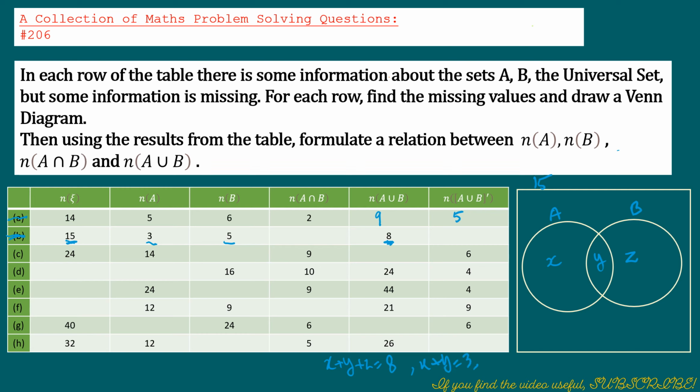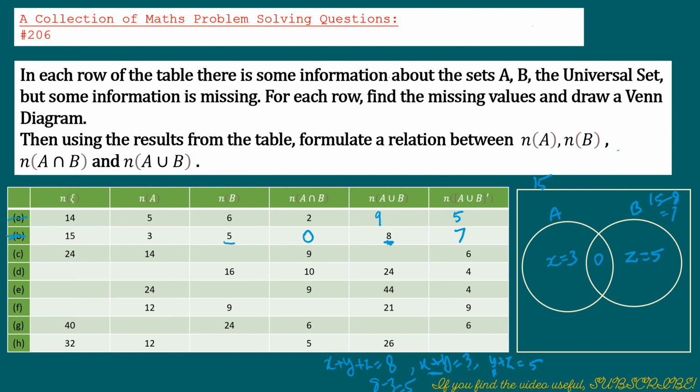And Y plus Z is 5. So you know that X plus Y is 3, so Z would be 8 minus 3, that is 5. And if Z is 5, then Y would be 0. So the center intersection part, there's nothing. And A would be 8 minus 5, that is 3. So A union B would be 8 elements, and A intersection B is 0. And (A union B) dashed would simply be 15 minus 8, and that is 7.